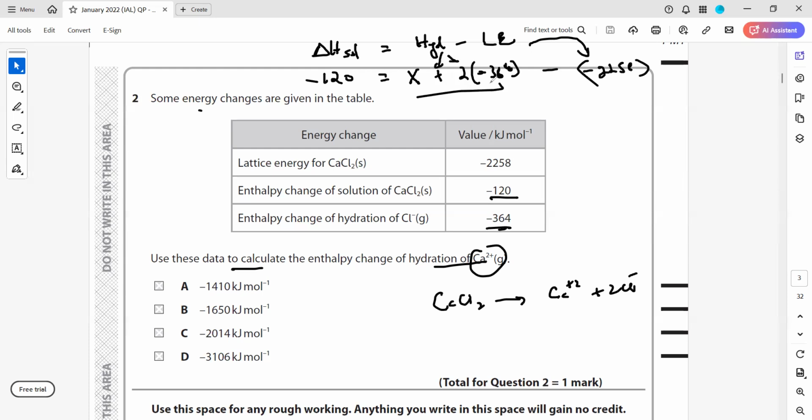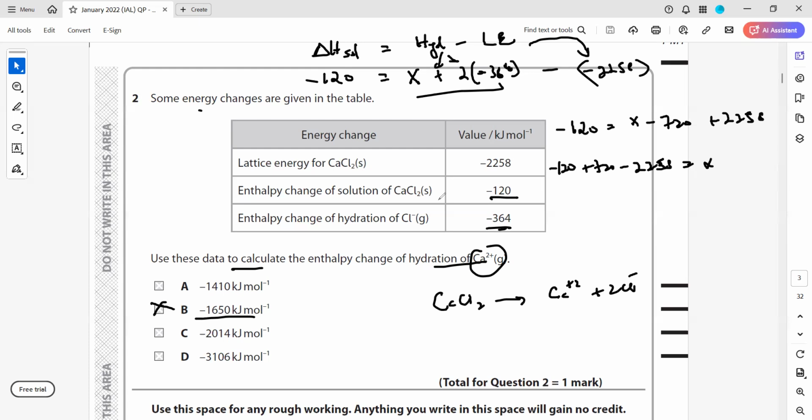So we simplify for X. It will be minus 120 equals X minus 720 plus 2,258. Then we move to the other side. So minus 120 plus 720 minus 2,258 is equal to X. How much? So B will be the right answer.